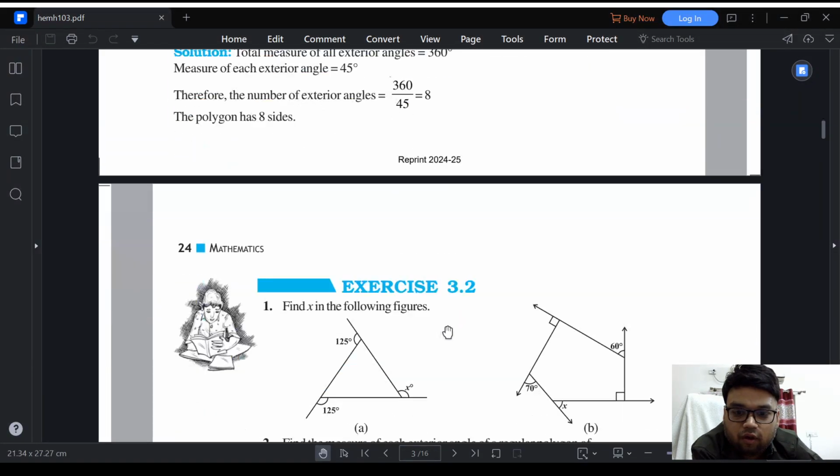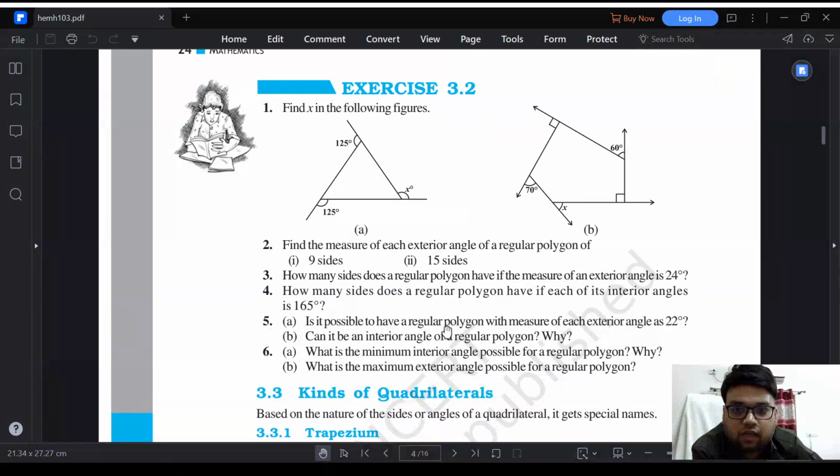Now moving forward to your exercise. This one is a very simple example. You have to add 125 plus x. 250 plus x is equal to 360. So your answer will be equal to 110.